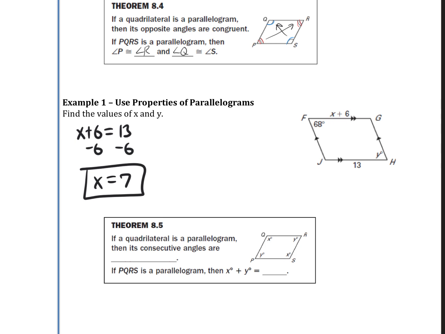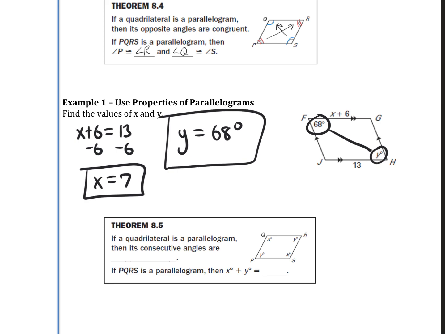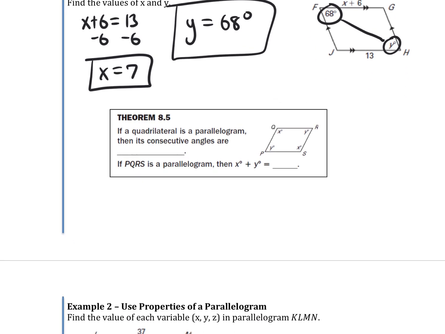So what do we know about angle y here and 68 degrees? Are those opposite or consecutive angles? Those are opposite angles. So are those going to be congruent or supplementary? They're going to be congruent. And you'll see what I mean by supplementary in a second here. If they're opposite angles, they're going to be the same, which means they're going to be congruent. And that's it.